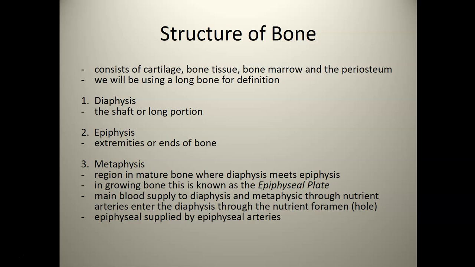There is a main blood supply to the bone. As I said, it is alive, and there's a hole in the midpoint of the diaphysis where an artery goes through. That hole is known as a nutrient foramen, and that's where the blood supply goes in. The two ends, the epiphyses, are supplied by epiphyseal arteries.